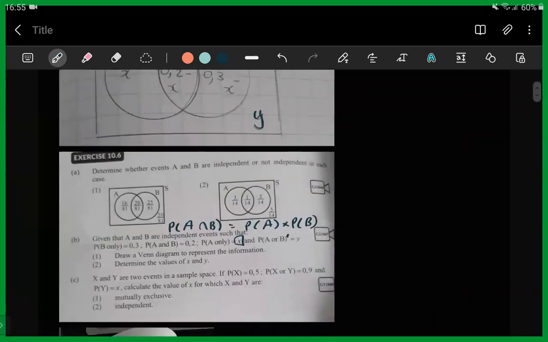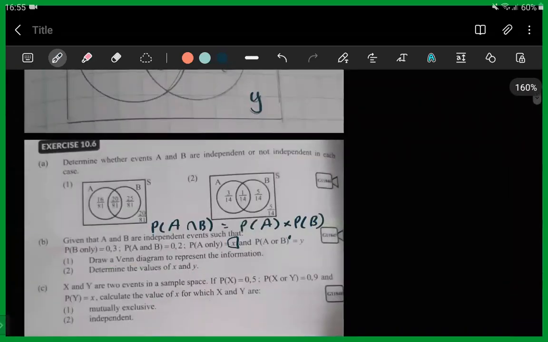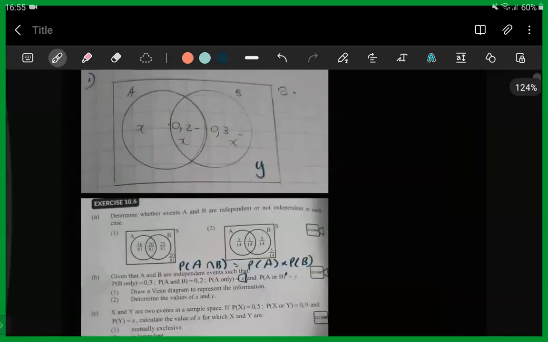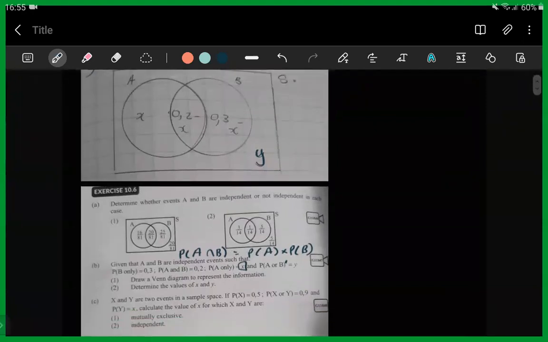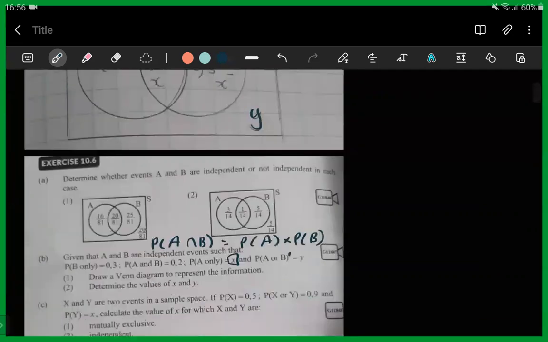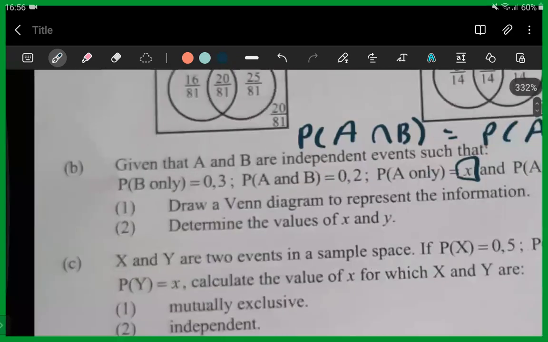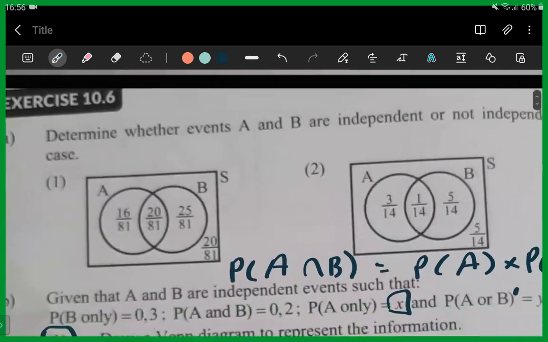And then it says here, but then they say this is the probability of A only. So the probability of A only is going to be X. So what did you get as X? When you were drawing your Venn diagram, did you solve for X? No, I did not solve for X because I was like, this Venn diagram is sketchy, so I didn't go any further than that.